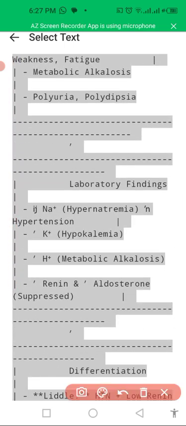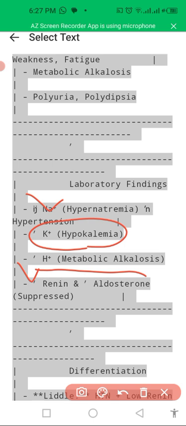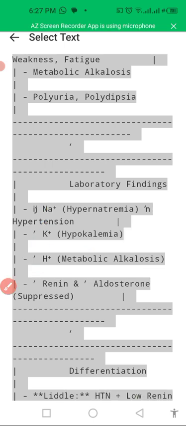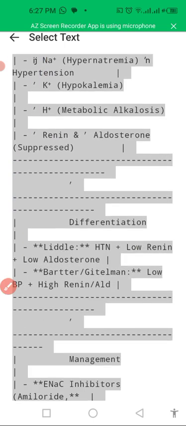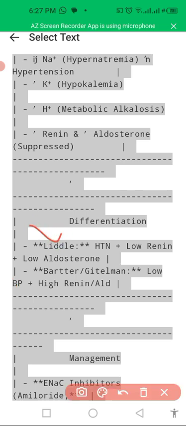The patient will have excessive sodium that results in hypernatremia, hypertension, and the hypokalemic state results in metabolic alkalosis in the body, with proton exchange. There will be suppressed renin and aldosterone, and in laboratory findings we will look at raised sodium level and declined aldosterone and renin level. So in this way, we can differentiate Liddle and Bartter syndrome.